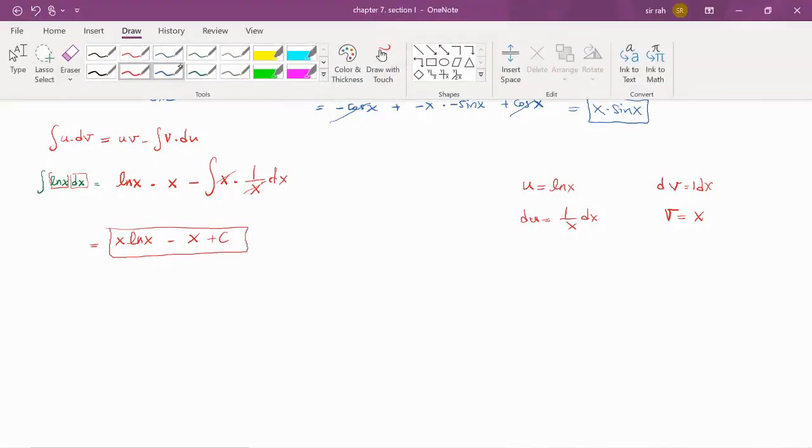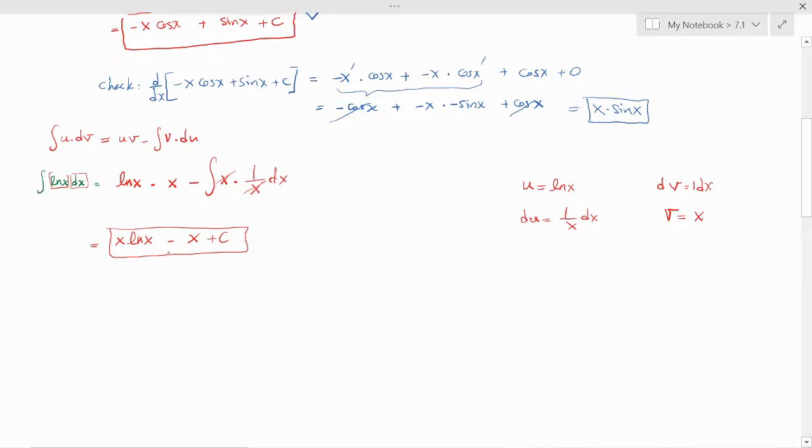Not always is this easy, but if you pick this ln to be dv, for example, if you pick dv to be ln x dx, then there is no way to solve this integration because you do not know the integral. So the choice of picking u or dv is kind of important too. You can check this as well to see. I'm going to check this one as well just to make sure that we know the idea.